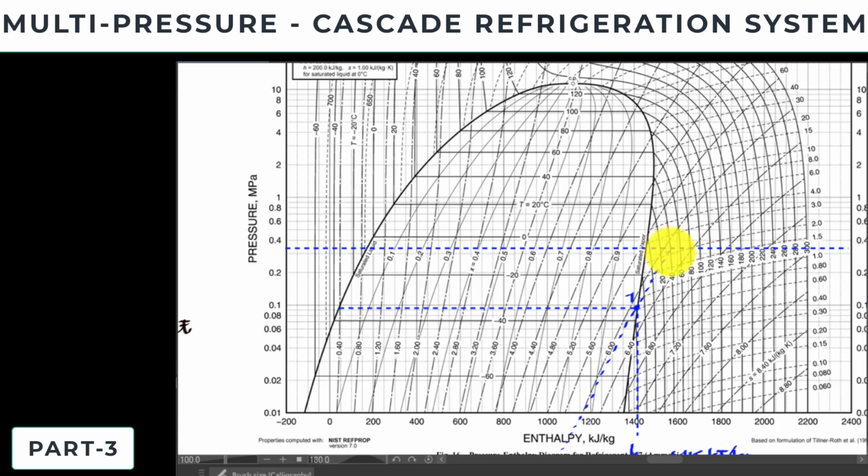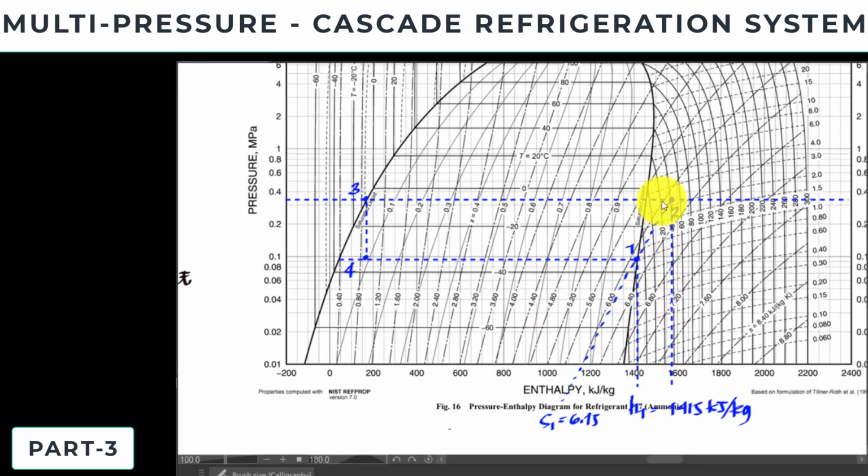So, let me adjust this one. So, this is 1, and this is my point 2. Now, to complete the cycle, so, I have ito, diba dyan? So, that will be 2, and I have my 3, and then, meron tayong 4 dito. So, we have the refrigeration effect 4 to 1.